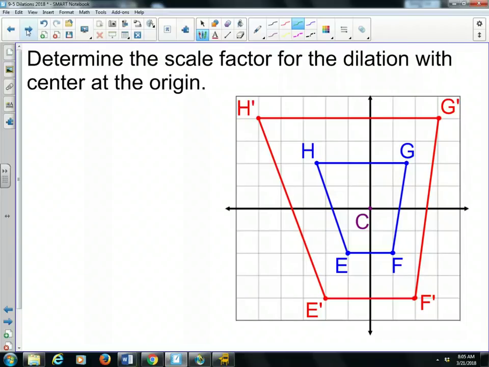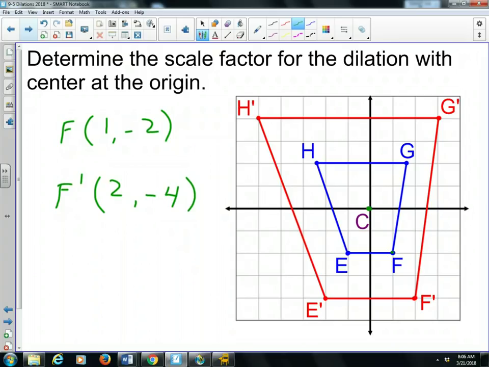This one is really the same thing, but I want to show you when it's centered at the origin. Notice how I could pick any of these points if I wanted to. I'll just pick point F. Point F is at right 1, down 2. Notice where F prime is. F prime is at right 2, down 1, 2, 3, 4. Right 2, down 4.